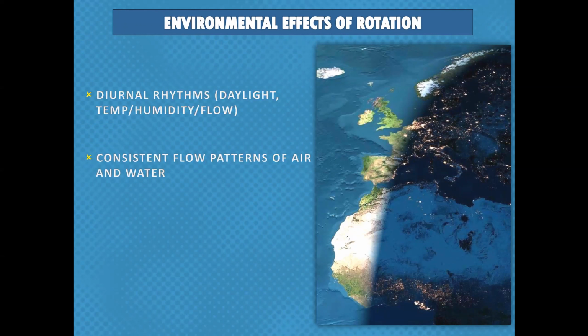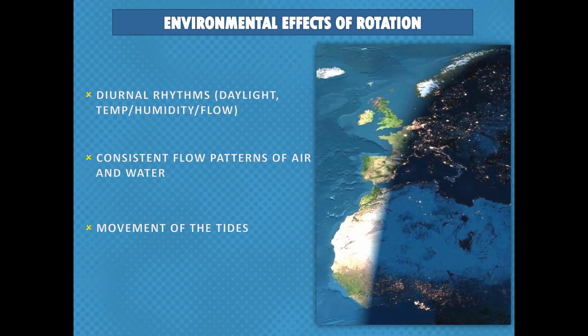Consistent flow patterns of air and water: storms in the northern hemisphere spin counterclockwise, whereas in the southern hemisphere they spin the other way. We'll get into that. And of course, the tides, the ebb and flow of tides, the low and the high tide, is really driven by this as well. So there are 3 main environmental effects of rotation that we all experience, really regardless of area of the world.